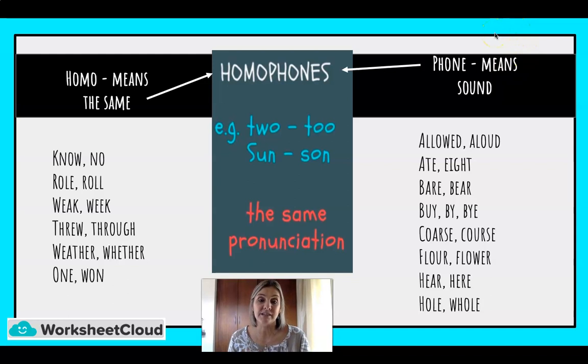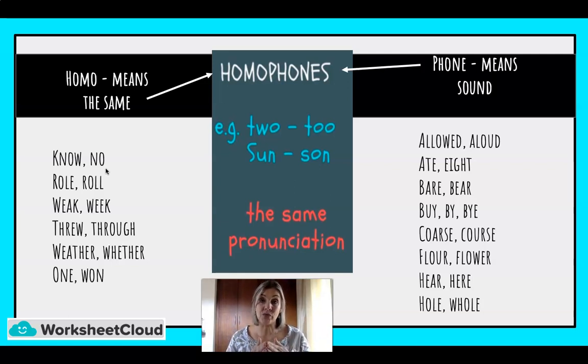So same pronunciation, two and too, so I'll have two pieces of cake, or you can come too. As in, the sun rises in the morning, and I have a son, as in a boy. So let's take a look at these on the left hand side. No and know. I know something, or no, you cannot have that. Roll, as in you can have a role to play in the play, or I'd like to eat a roll, or roll over. Week and weak, you can be weak, having no energy, or you can have a long week, Monday to Friday.